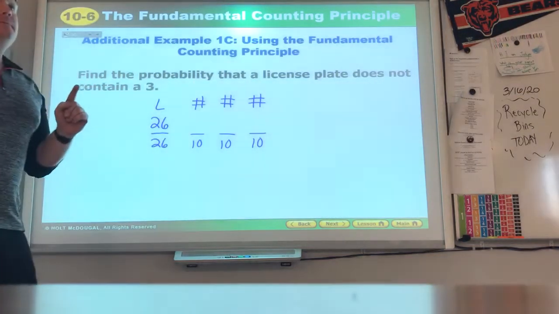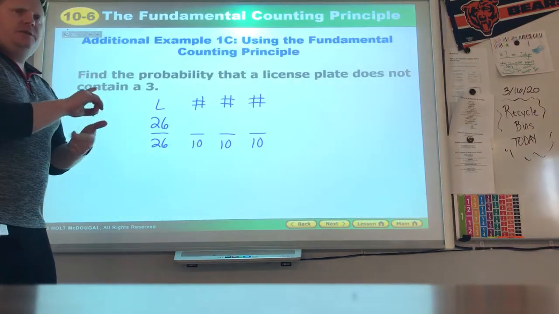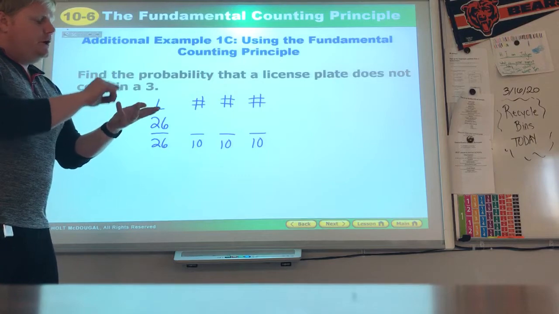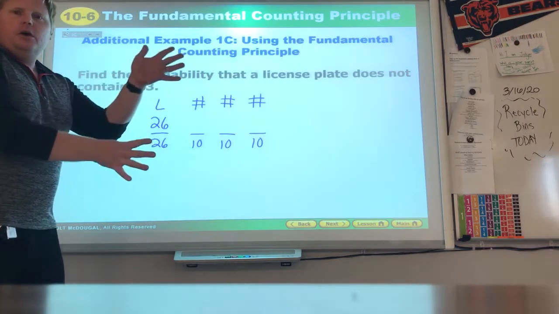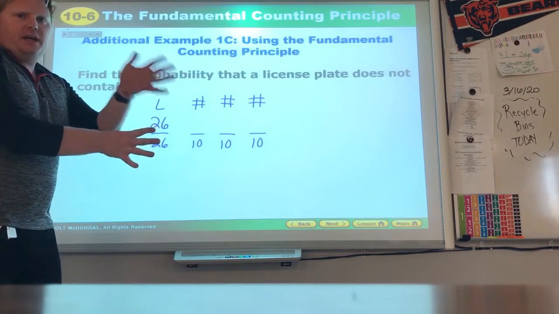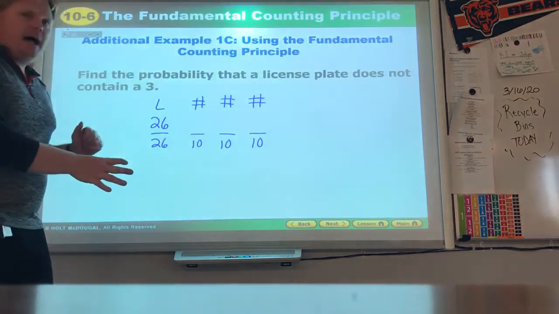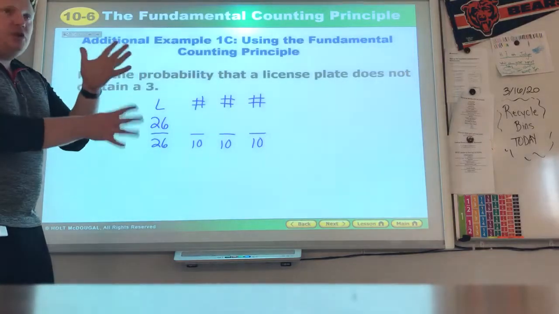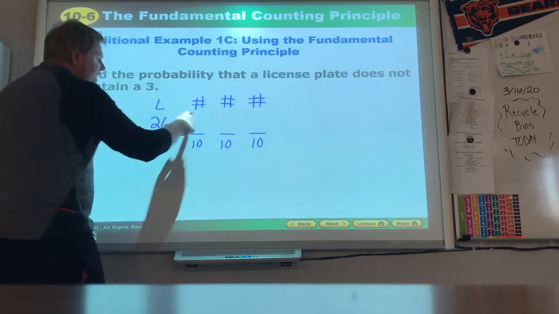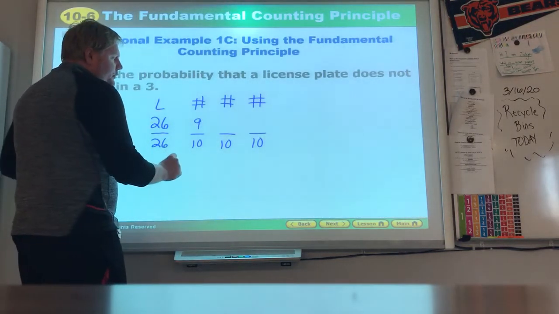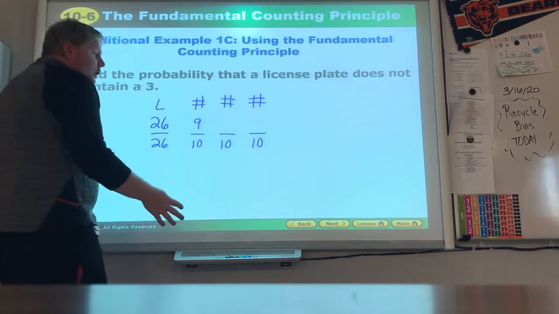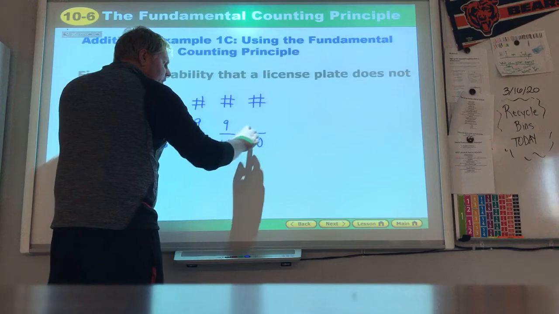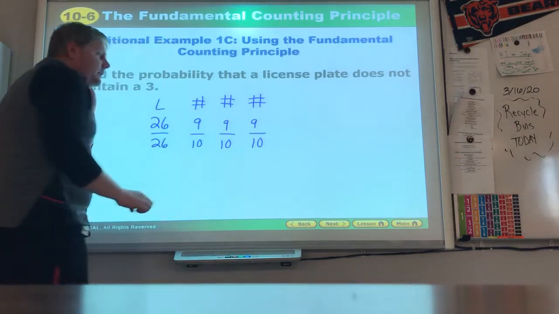Not a 3. Is it okay if it's a 0, a 1, a 2, a 4, a 5, a 6, a 7, an 8, and a 9? So 9 of them are okay. The number 3 is not okay, but the other 9 are okay. So 9 out of the 10 are okay. Would it be the same thing here where 3 is not okay, the others are all okay, so 9 out of 10 and 9 out of 10.